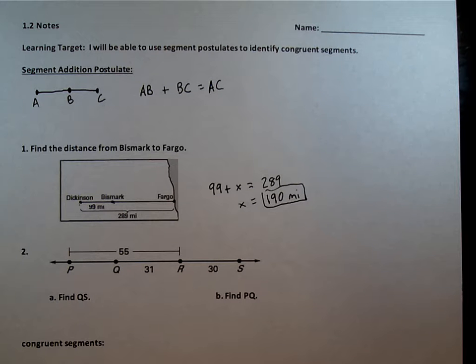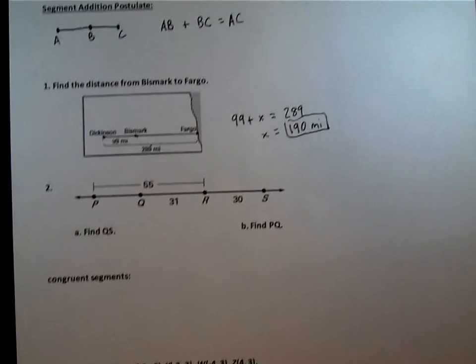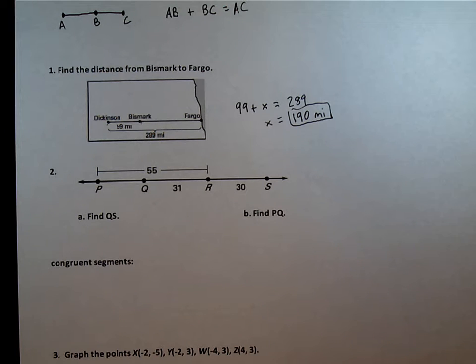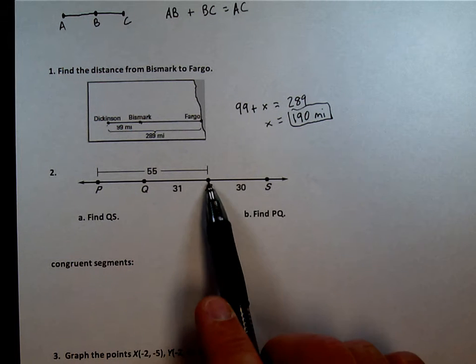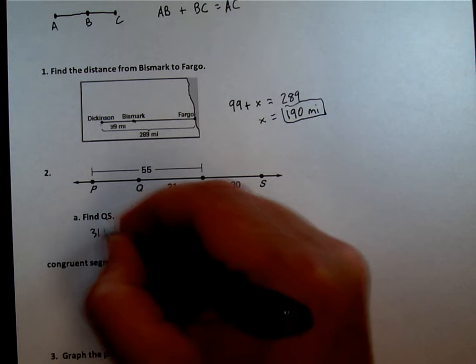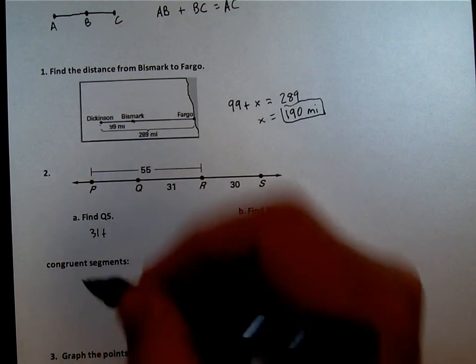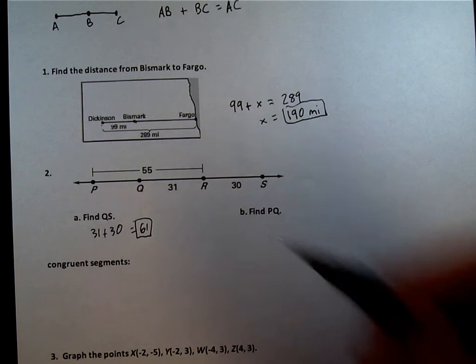So then we look at question number 2. We see several numbers. From P to R we see is 55. From Q to R is 31. From R to S is 30. They want us in part A to find the length from Q to S. So if we start at Q and we work our way to S, we have to pass through R. So from Q to R is 31. But then from R to S is another 30. So we have to add 31 and 30, giving us the total of 61.